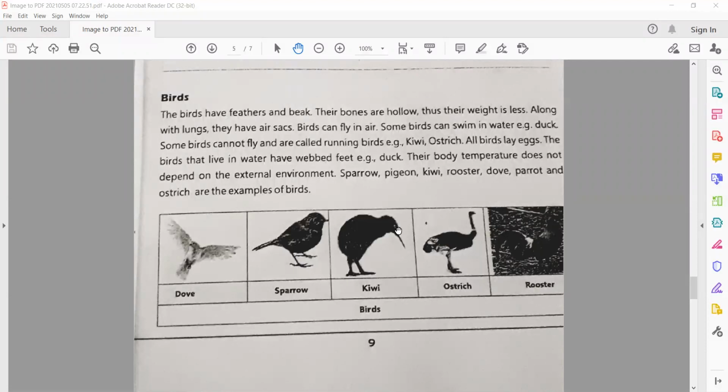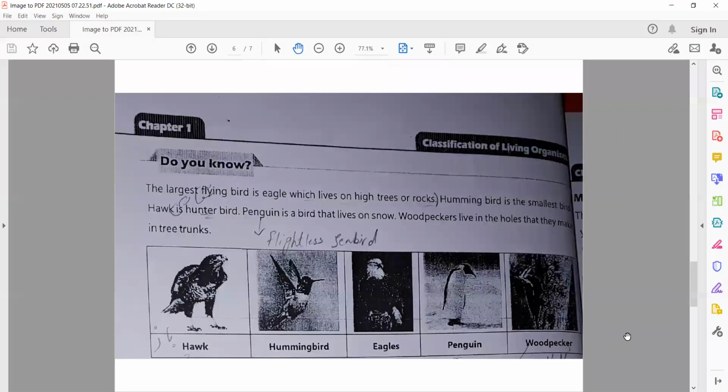Now another one is, look at this example. Did you know the largest flying bird is eagle? Largest flying bird जो है वो eagle है, which lives on high trees, on rocks. Hummingbird is the smallest bird. जो hummingbird है वो सबसे smallest bird है, and the hummingbird has the ability to fly backward. Hawk is a hunter bird. शिकारी परिंदा है hawk. That is called baz. That is a hunter bird.